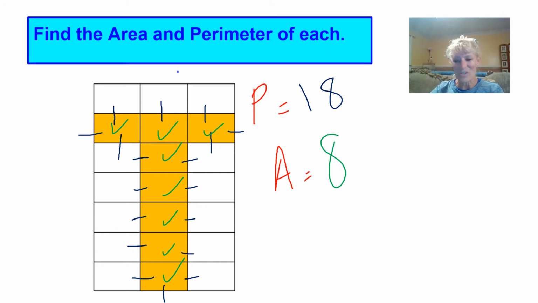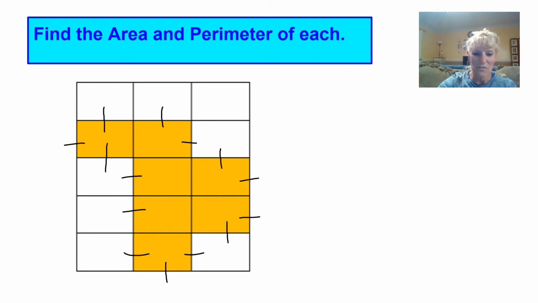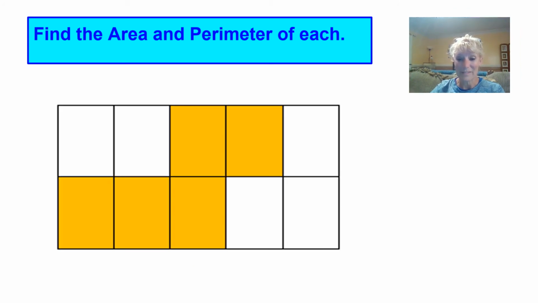Now, the next one I want you to try. Try this one. Okay. Did you get 1, 2, 3, up to 14? Did you get a perimeter of 14? And for your area, did you count 1, 2, 3, up to 7? So you had an area of 7. If you did, good job. Let's try another one.